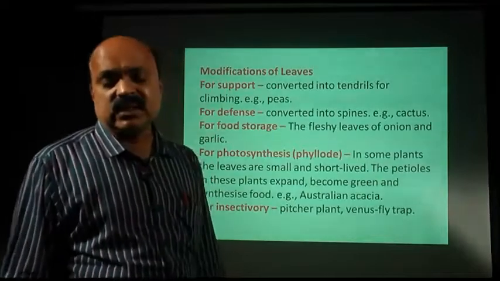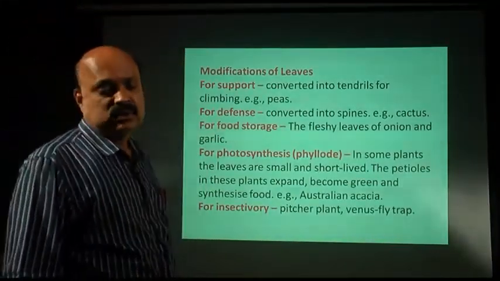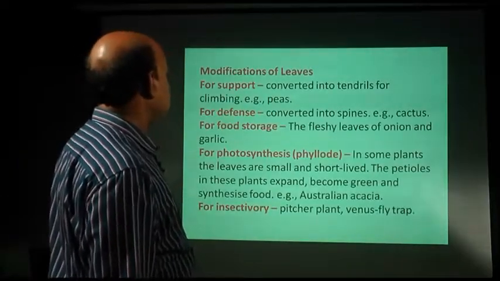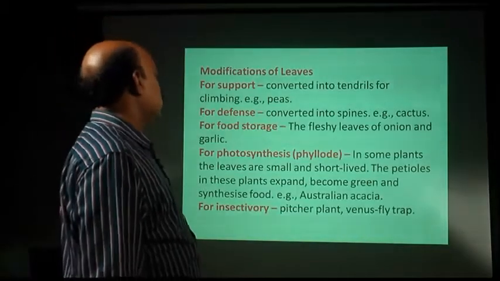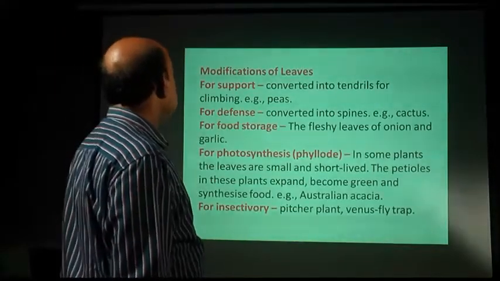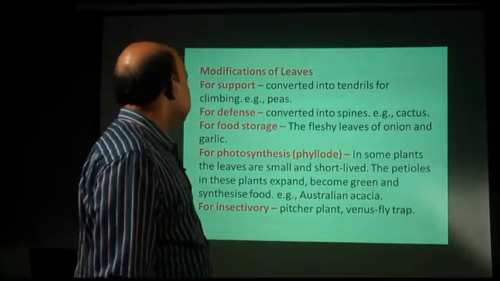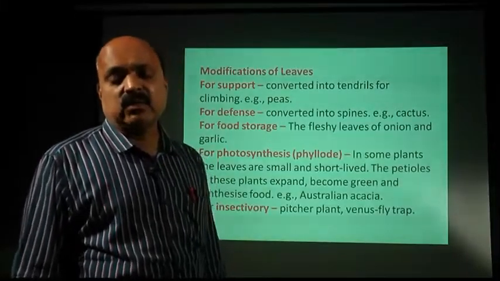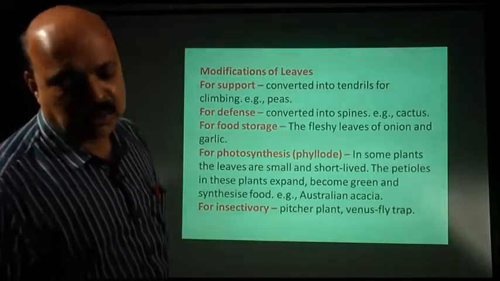Then for photosynthesis, it is to perform the photosynthesis. Here come phyllodes. In some plants the leaves are small and short lived, surviving only for a short time. The petioles in these plants expand, become green and synthesize food. So the example is Australian acacia, which we also call Australian babool.